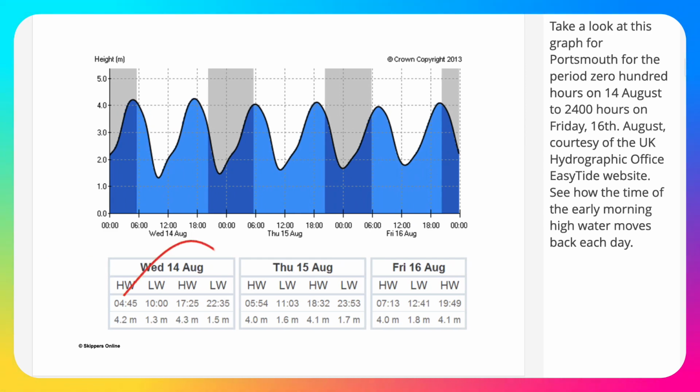Take a look at this graph for Portsmouth for the period 0000 hours on 14th of August to 2400 hours on Friday 16th of August, courtesy of the UK Hydrographic Office EasyTide website. See how the time of the early morning high water moves back each day.